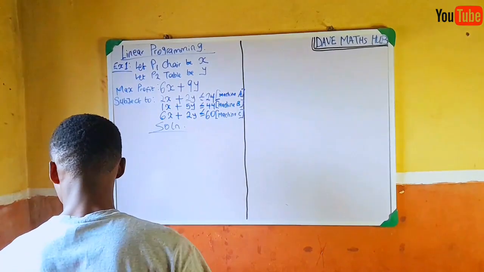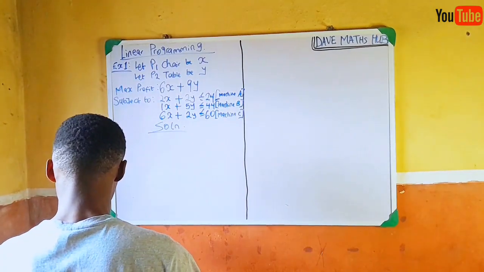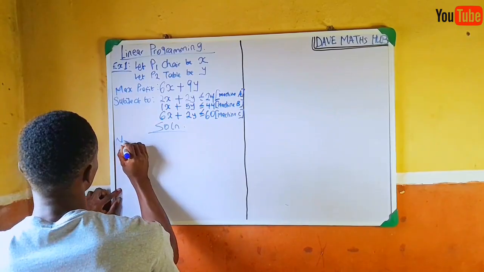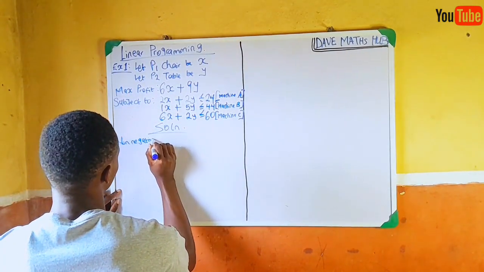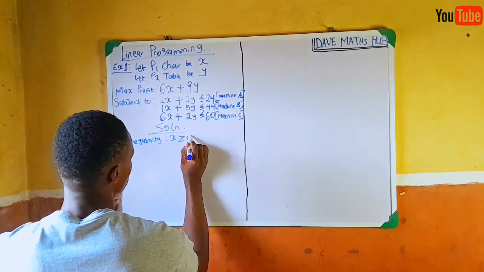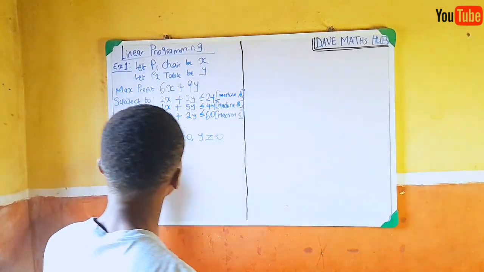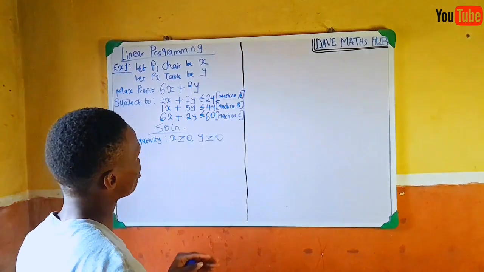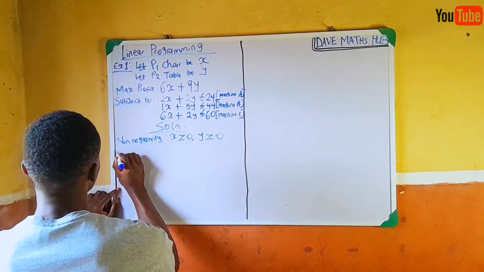Solution. We're told to find how many units of each product should be made to maximize profit. Now, our non-negativity constraint, where x is greater than or equal to 0, y is greater than or equal to 0. Remember, when I explained non-negativity, I said it must be greater than or equal to, because you cannot have a negative decision variable. So we begin.